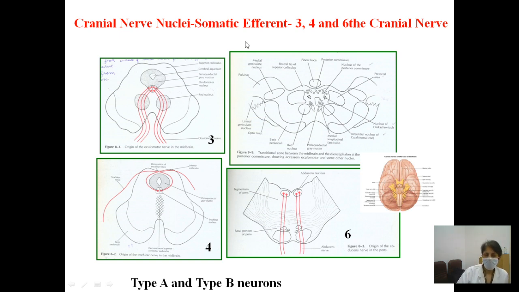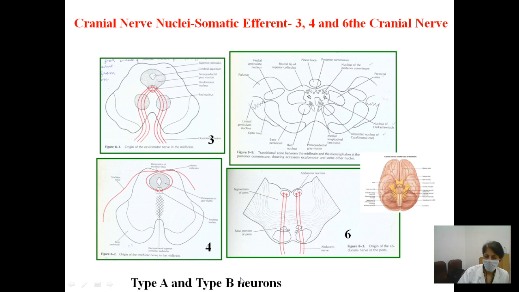The cranial nerve nuclei concerned with ocular movements are also known as the ocular motor nerve nuclei, and these are the third, fourth and sixth cranial nerve nuclei. All these nuclei have type A and type B neurons. The type A neurons are the general somatic efferent neurons which innervate the muscles, and one neuron innervates about 6 muscle fibers. Then you have type B neurons, which are the internuclear neurons.